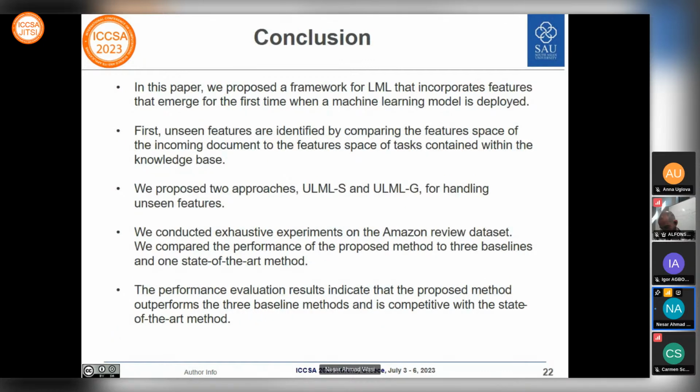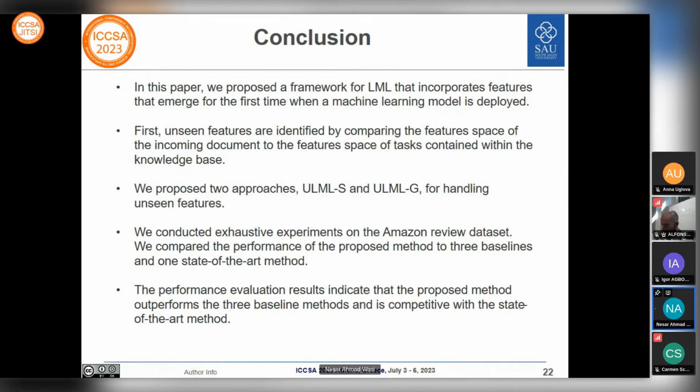So in order to conclude my presentation, in this paper we propose a framework for LML that incorporates features that emerge for the first time when a machine learning model is deployed. First, unseen features are identified by comparing the feature space of the incoming document to the feature space of tasks contained within the knowledge base. We propose two approaches, ULMLS and ULMLG.